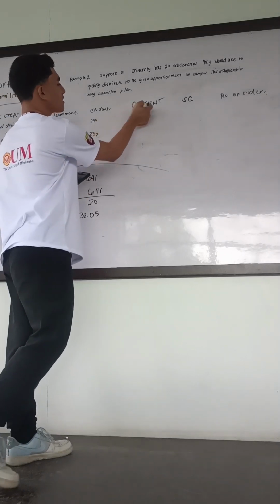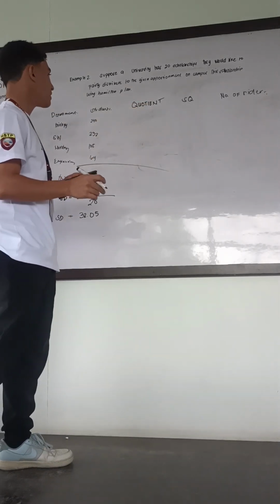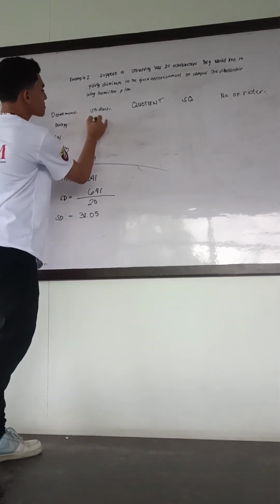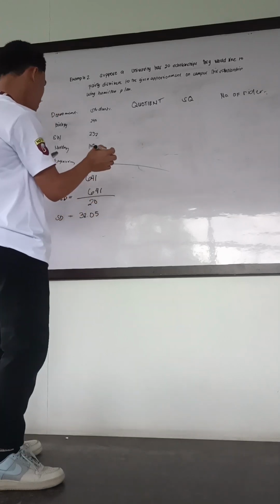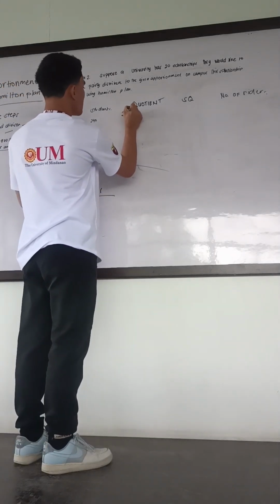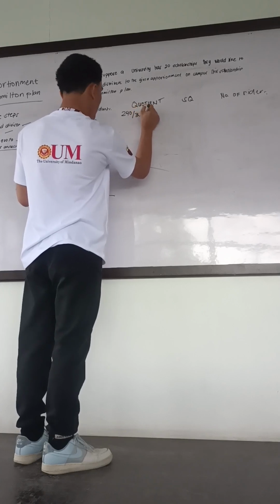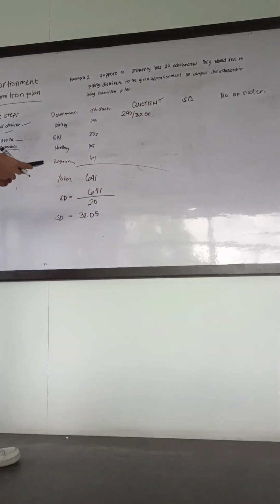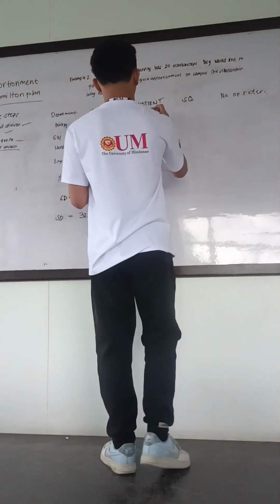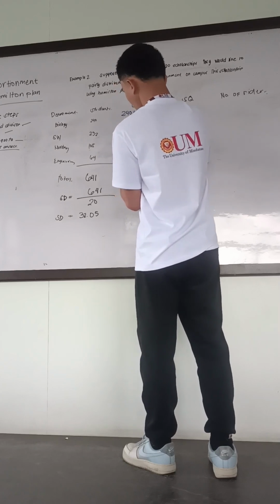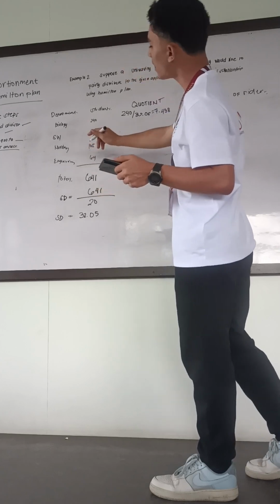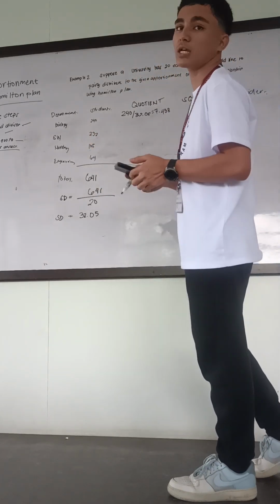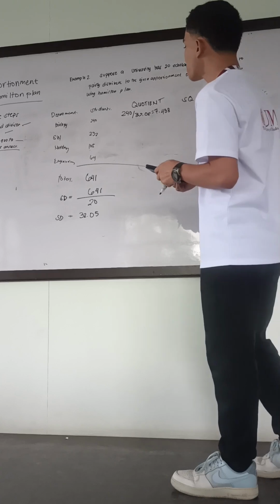Now let's proceed to compute our quotient. So again, quotient is the number of students in each department divided by the standard divisor. So 240 over 32.05, we get 7.488. So I will just compute the remaining with the use of my calculator so we can do that quickly.